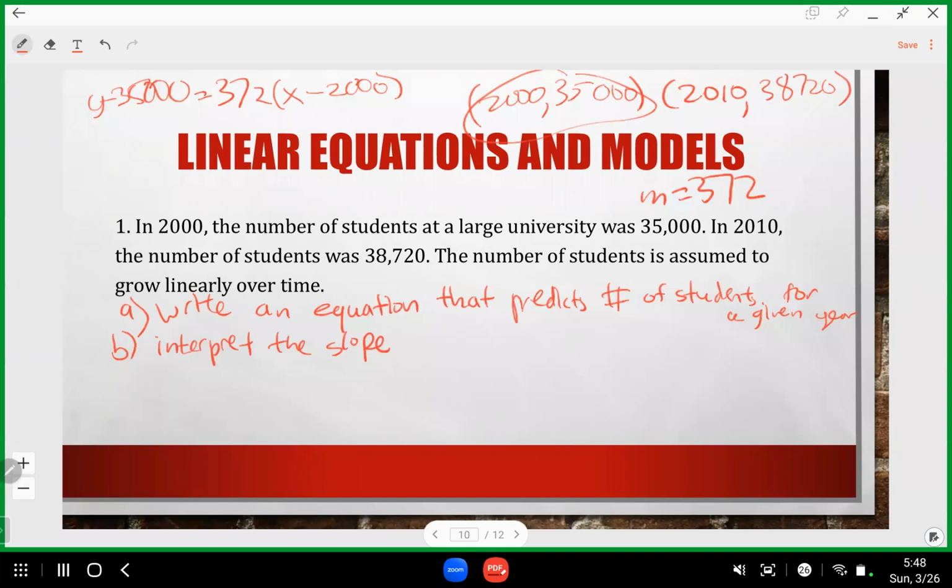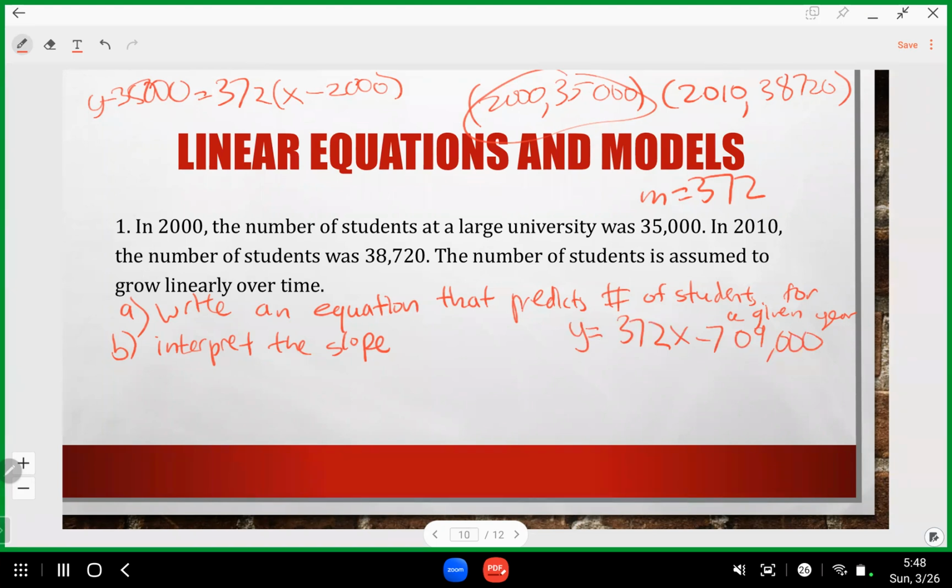We get negative 709,000 plus 35,000. Okay. So y is equal to 372x minus 709,000.